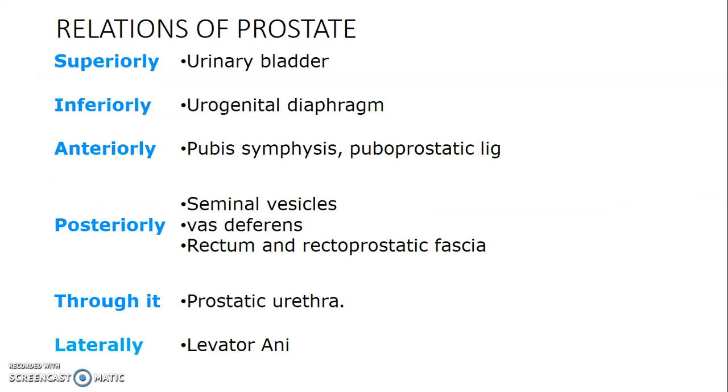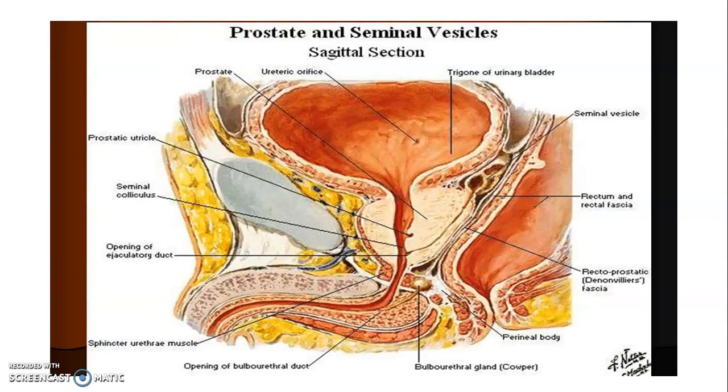The relations of the prostate: superior to it is the urinary bladder, inferiorly is the urogenital diaphragm, anteriorly are the pubic symphysis and the puboprostatic ligament. Posterior to the prostate are the seminal vesicles, vas deferens, rectum, and the rectoprostatic fascia, which is the fascia of Denonvilliers. Through the prostate, we have the prostatic urethra. Lateral to the prostate is the levator ani muscle.